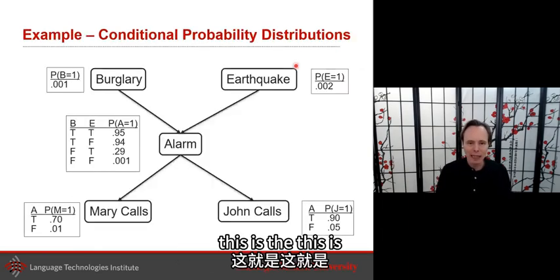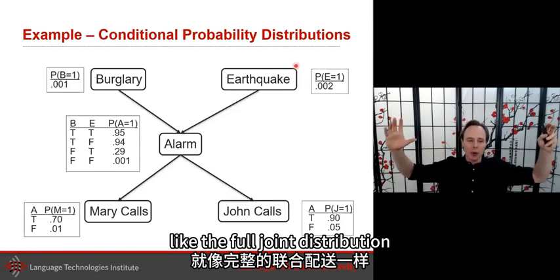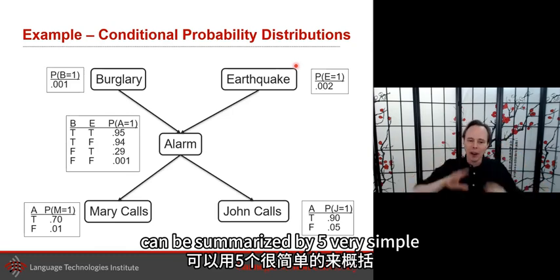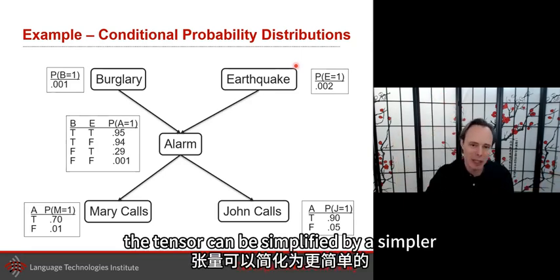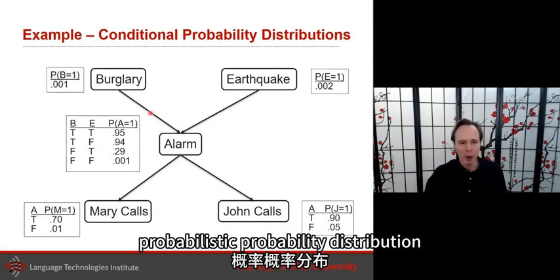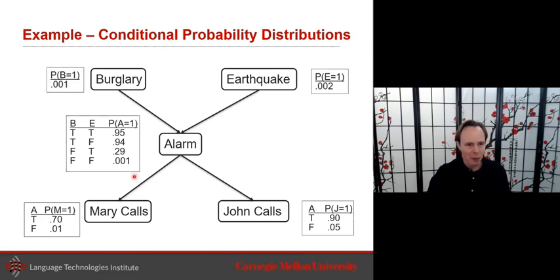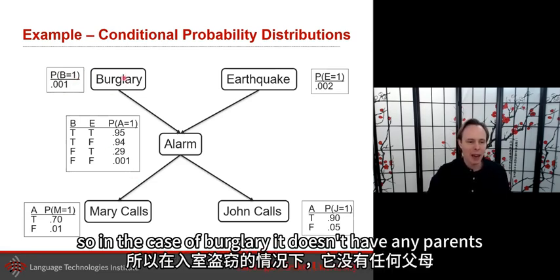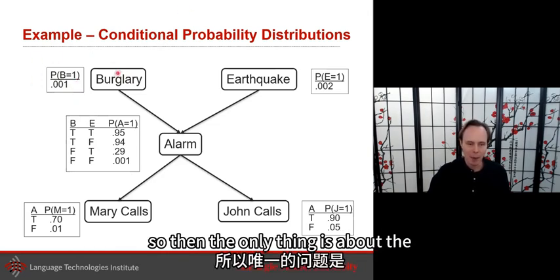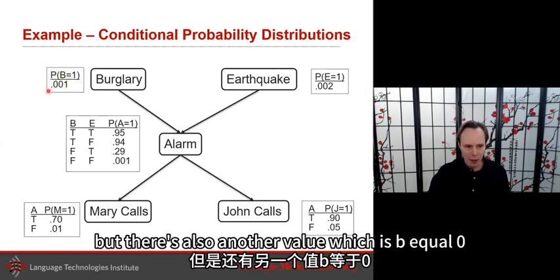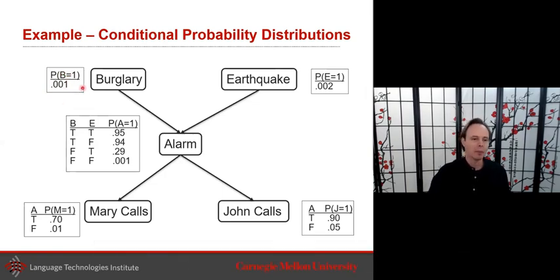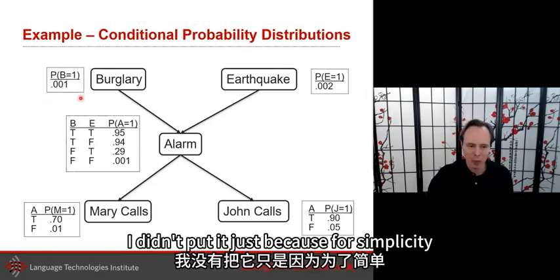And so for our earlier example, the full joint distribution can be summarized by 5 very simple tables. This 5D tensor can be simplified via simpler probability distributions. In the case of burglar, it doesn't have any parents, so the only thing is the prior. Here I only put the prior for b equals 1, but there's also another value, b equals 0.